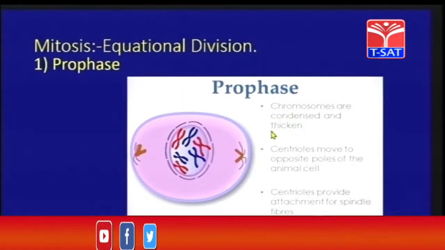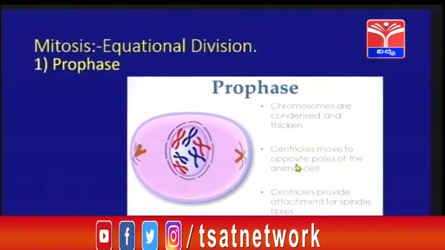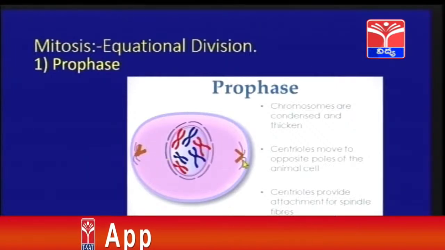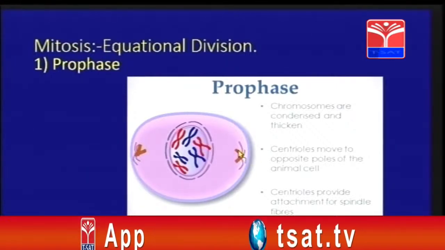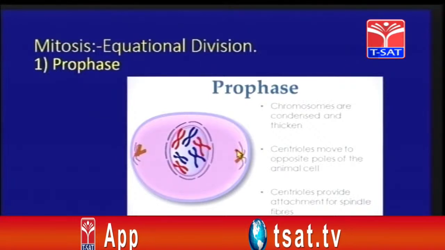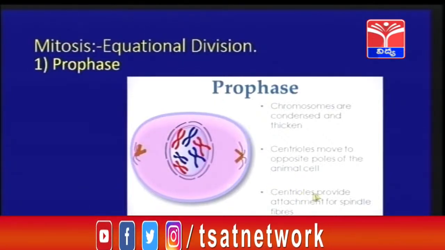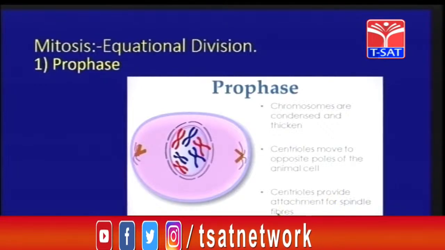They become a little bit thick. And centrioles move to the opposite poles of the animal cell. As you can see, children, these structures which are present on either side of the cell are called centrioles. And during the process of prophase, the centrioles move towards the opposite poles. Centrioles provide attachment for spindle fibers.